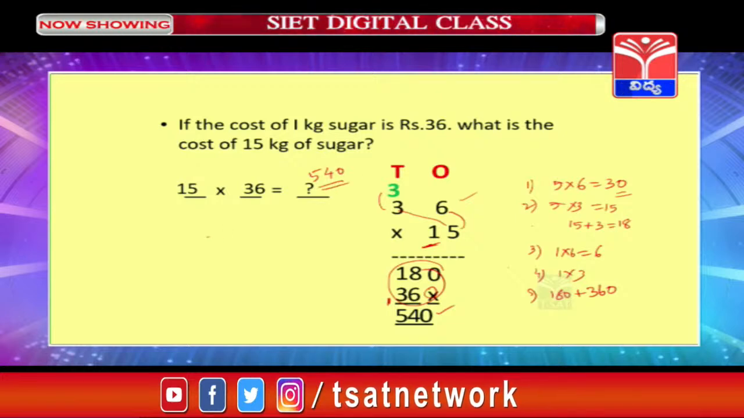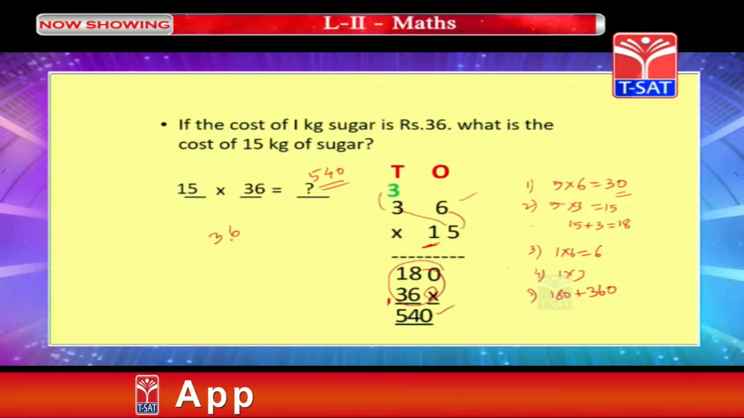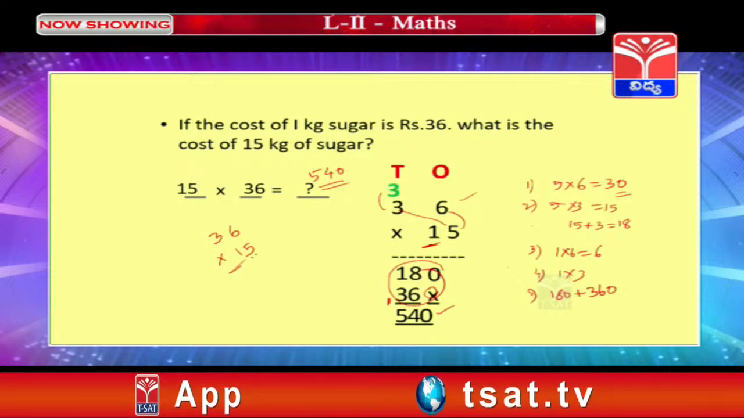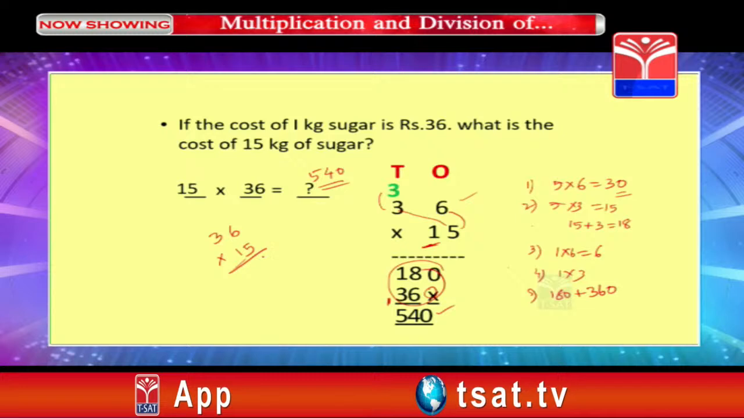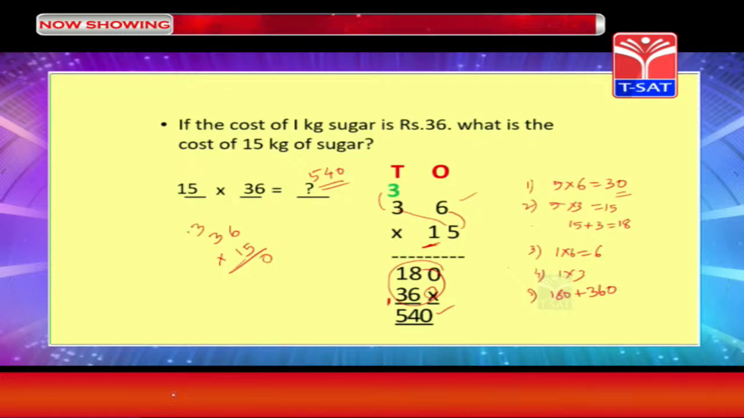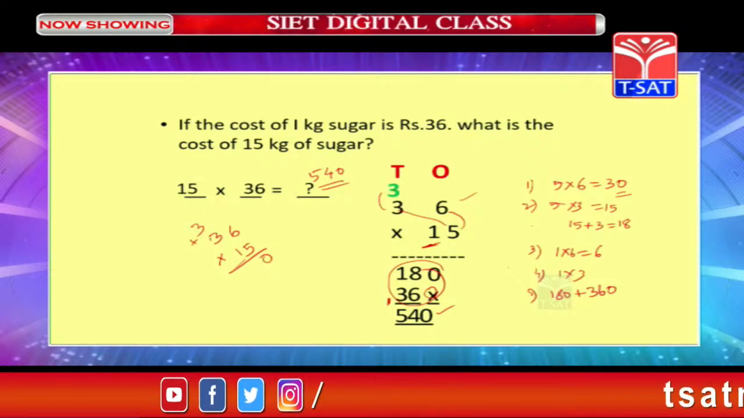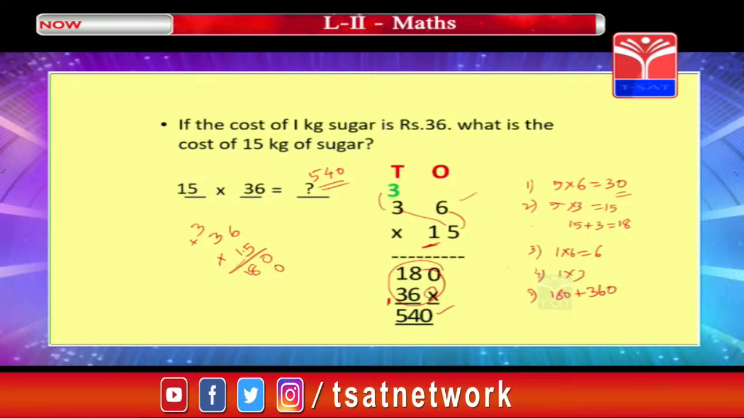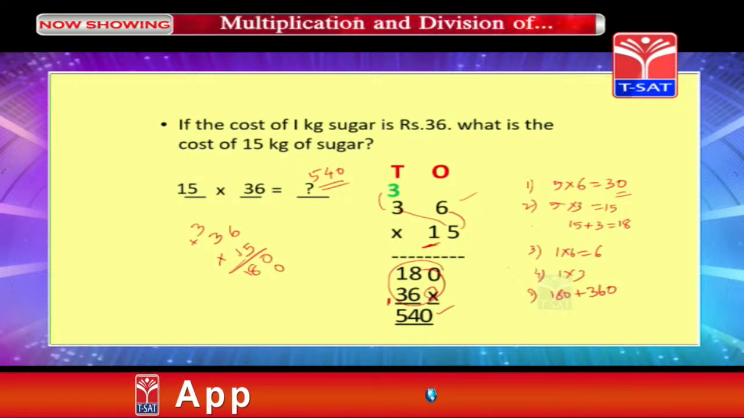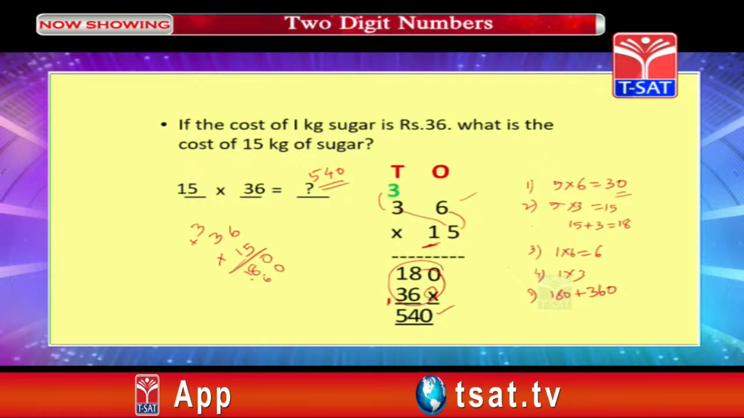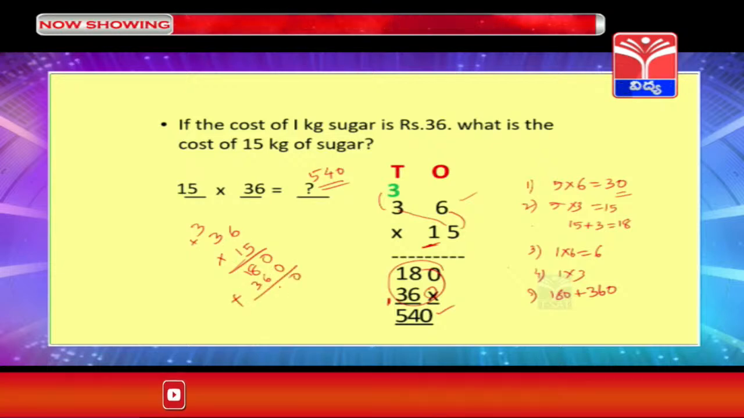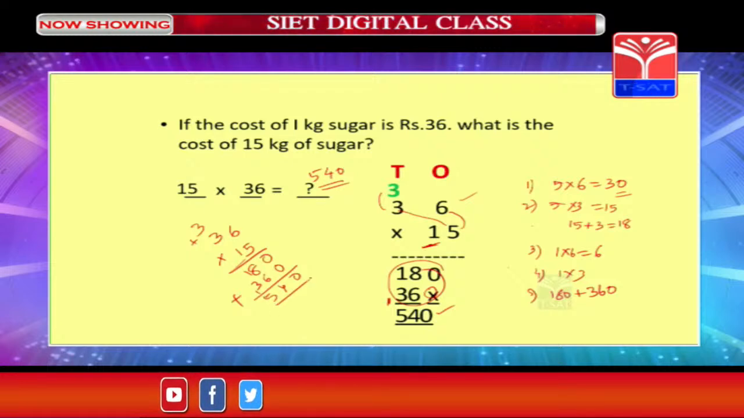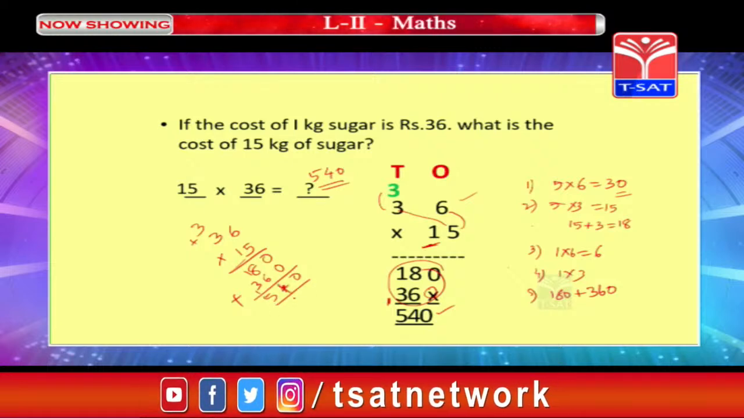So, once again I will write it in a very simple manner: 36 into 15. First I have multiplied 5 into 6, that is 30, carry 3, and 5 threes are 15 plus 3 is 18. Then you put 0 or a cross mark here, and 1, this is tens, actually 10 sixes are 60. So, 60, or 1 six is 6 and 1 three is 3. So, you add, this 4 and this is 5. So, 540 we get. Okay.